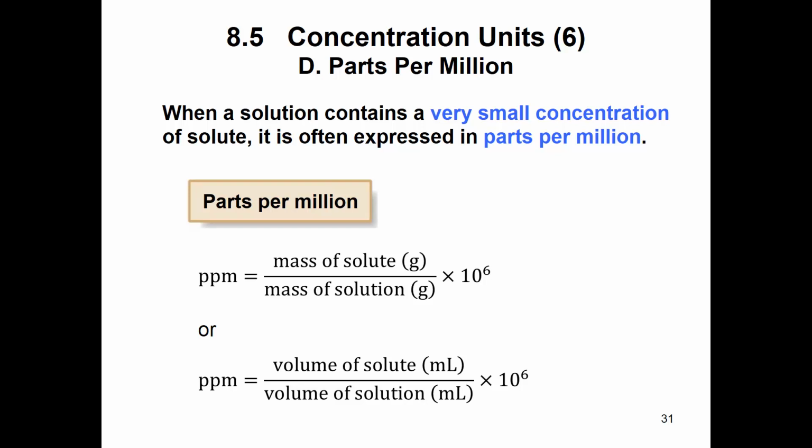Another way to express concentration is with parts per million. And in parts per million, basically what you're saying is your mass of solute in grams divided by the mass of the whole solution, not the solvent, times 10 to the 6, which is a million. And again, you can do it in grams over grams, or you can do it milliliters over milliliters. Either way, you can express that as parts per million.